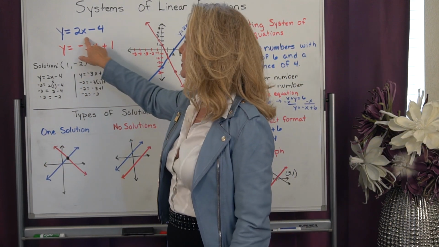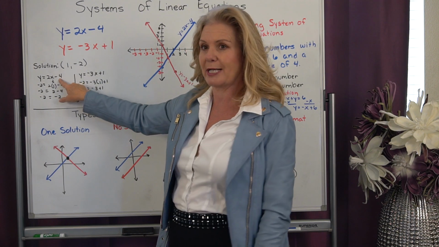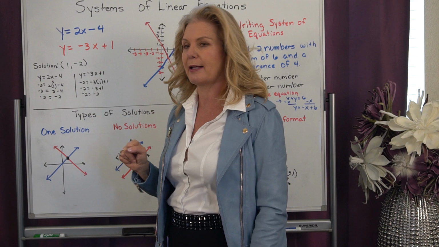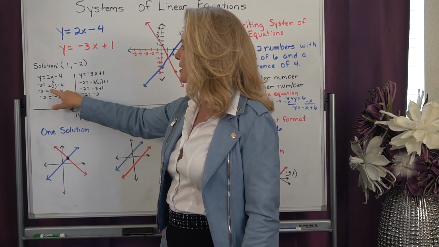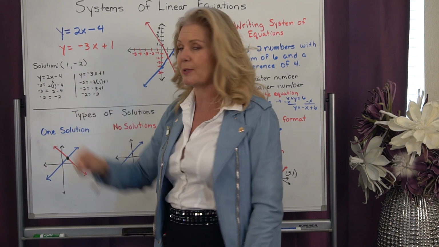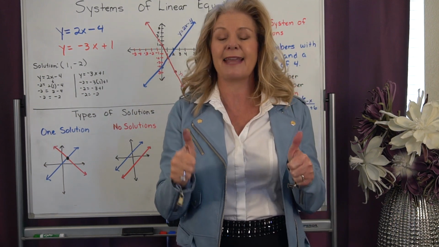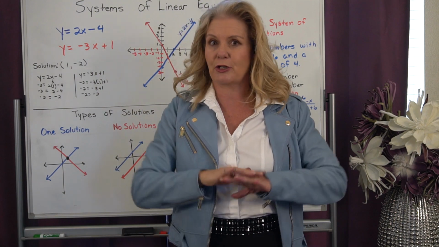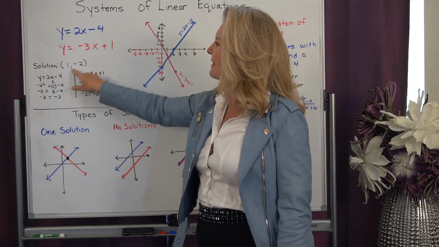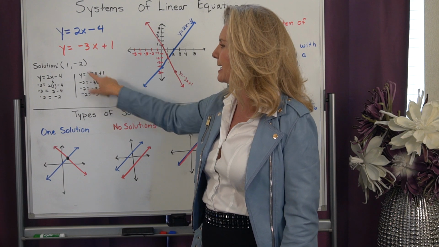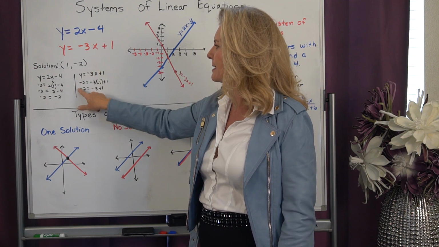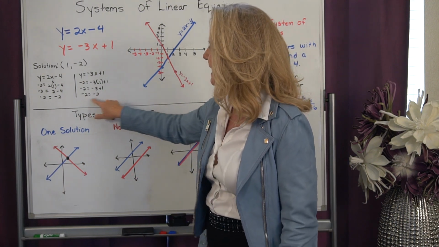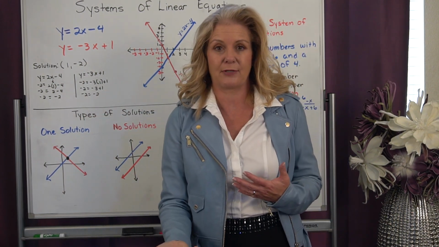So I'm going to take my first equation, which is y equals 2x minus 4. I'm going to substitute 1 in for x and negative 2 for y. And when I solve that, I get 2 minus 4, which is negative 2, equals negative 2. Yes, that is a solution to that equation. But I have to check the other one to make sure that one works as well. So I take that same ordered pair and I plug it in. I substitute 1 for x, substitute negative 2 for y, and I just see if it works. And when I solve that, I see that also is negative 2 equals negative 2.